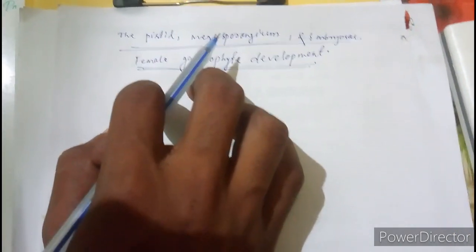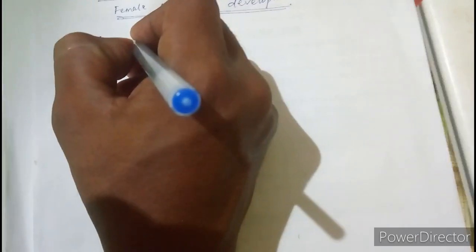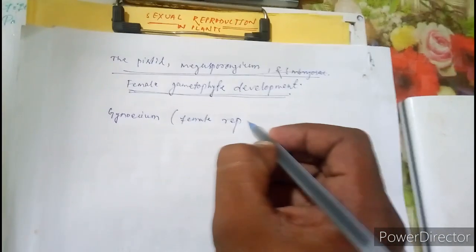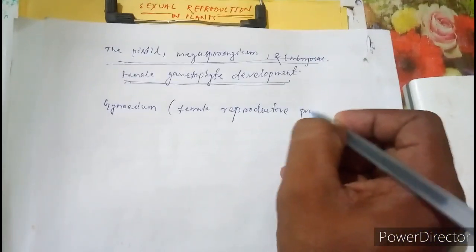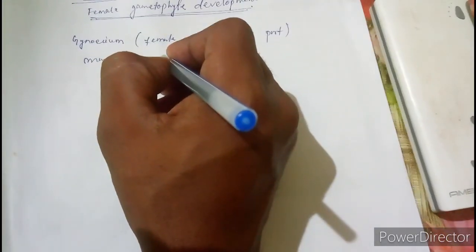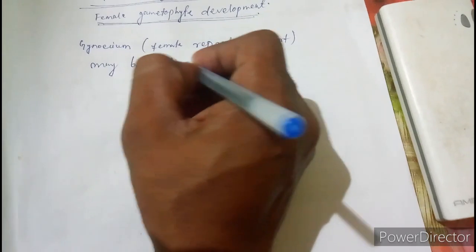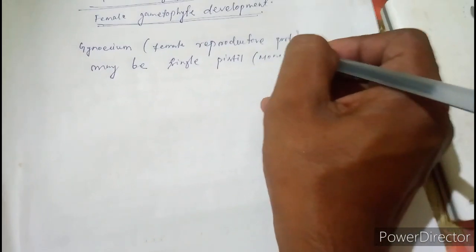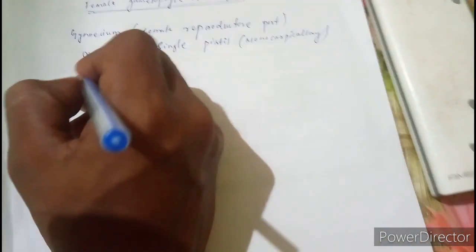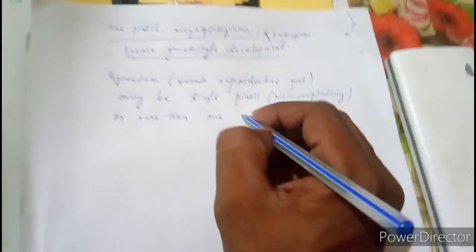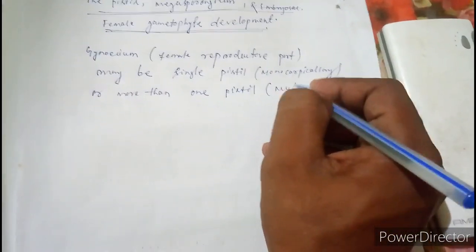The gynoecium, or female reproductive part, may have a single pistil, which is termed monocarpellary, or more than one pistil, termed multicarpellary.